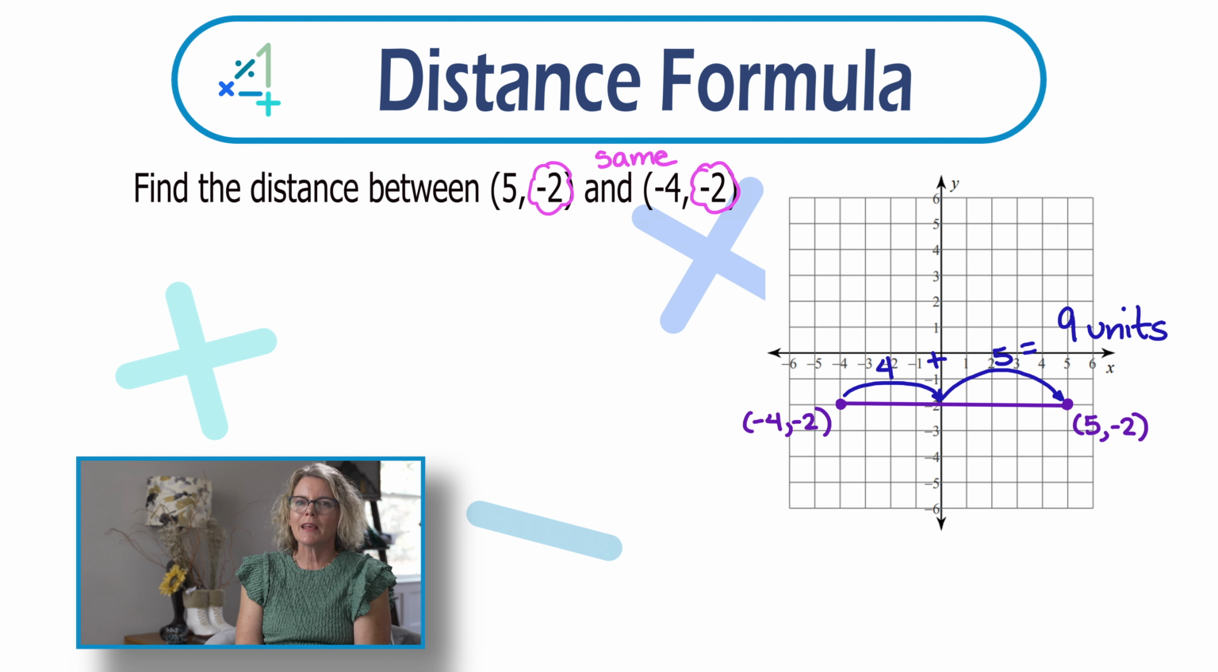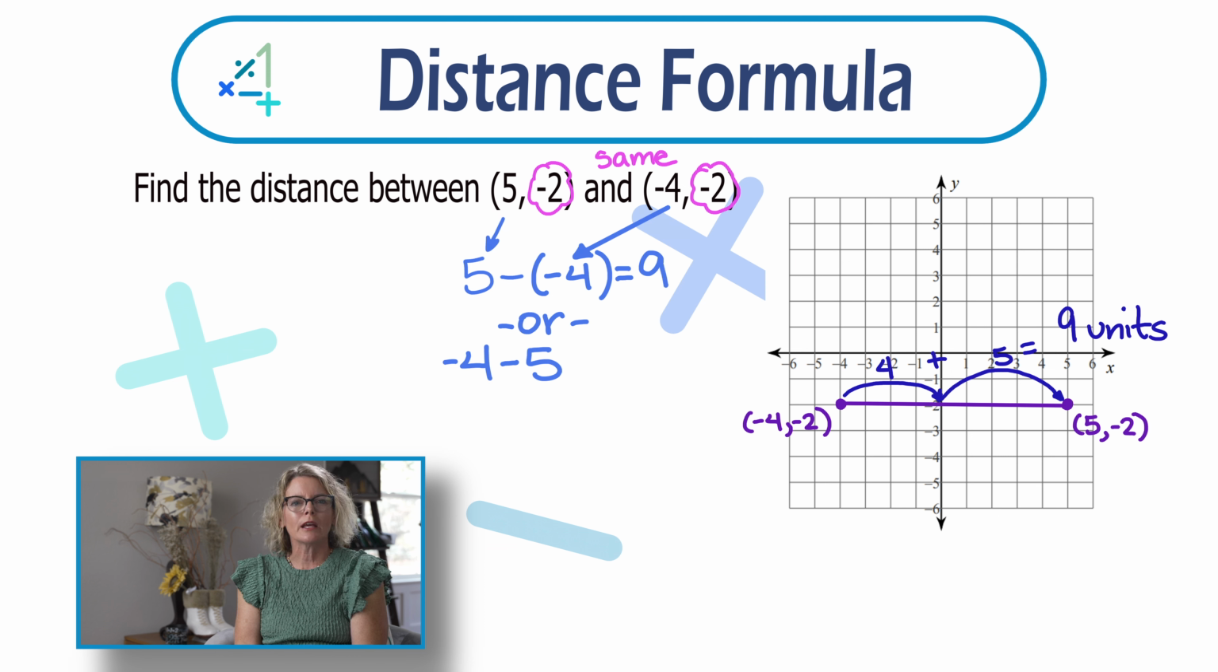Since this is a horizontal line, noticed because the y values are both the same, I could have subtracted the x values to get the distance. Either 5 minus -4 equals 9, or -4 minus 5 equals -9. But since the distance is never negative, we take the absolute value of -9, which is also 9.